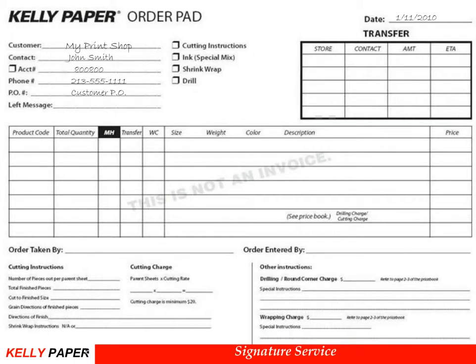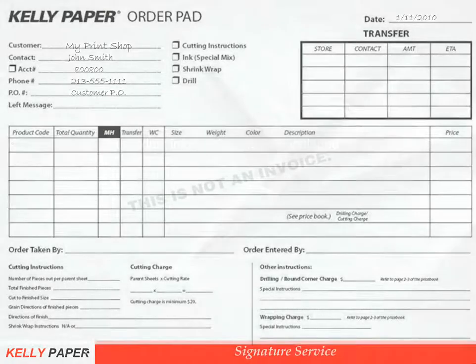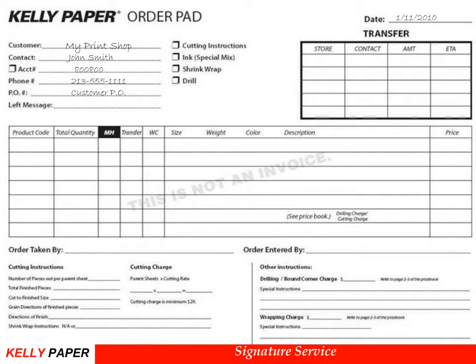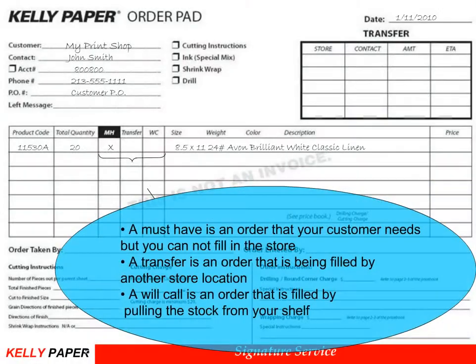When recording the product information, always be thorough. Use this field to indicate if the order is a must-have, transfer, or will call. A must-have is an order that your customer needs but you can't fill from the store. A transfer is an order that is being filled by another store location. And a will call is an order that is filled by pulling the stock from your shelf.